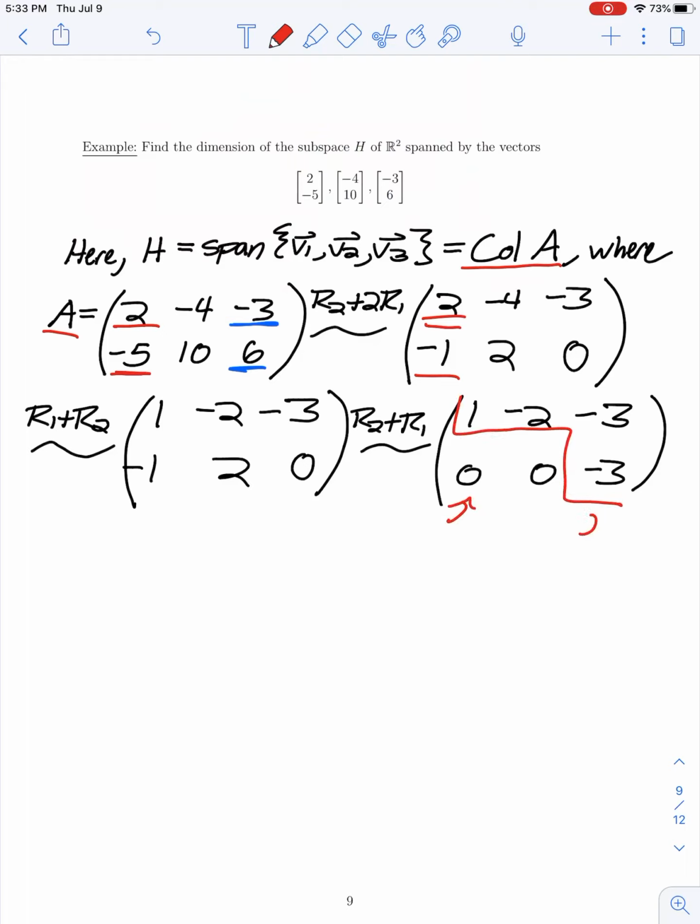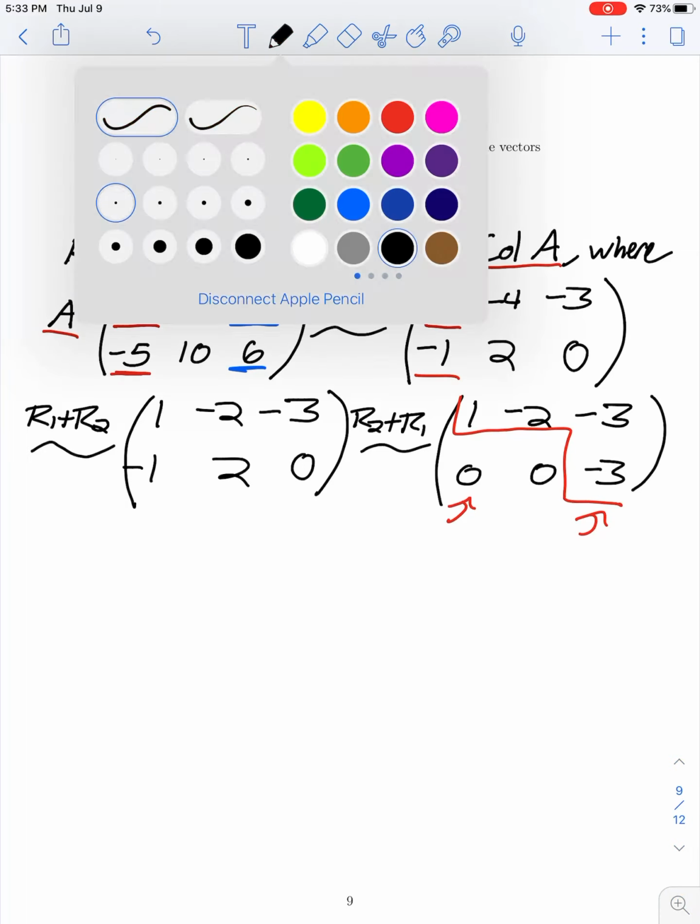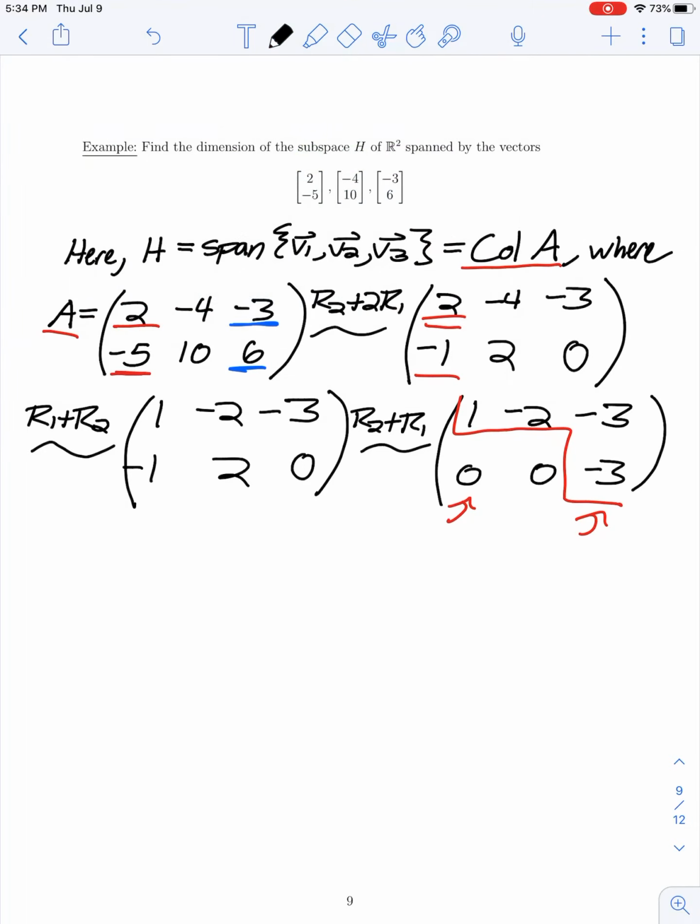And we can see that there are 2 pivot columns, which would be the dimension of the column space, which is the same as H here. So the dimension of this set H is the same as the dimension of the column space of this matrix A, which we've established has 2 pivot columns. So here our dimension of this subspace is 2. The same that we would expect considering a more intuitive approach where we have a set of 3 vectors spanning R2.